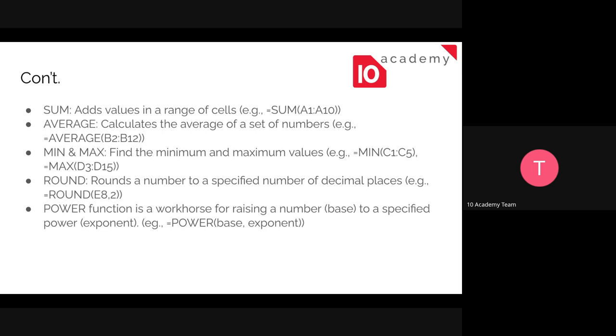We also have the POWER function. In the POWER function, it is also a little bit different. We have the equal sign and then POWER, which is the name of the function, and then a bracket and then the base and the exponent. So these are the digit functions.